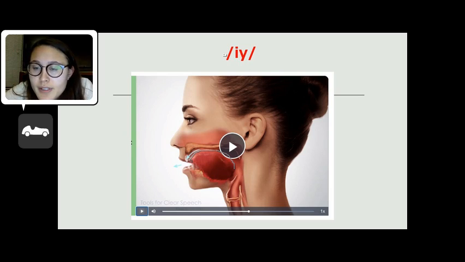So when you pronounce E, the middle of the tongue is pulled upwards towards the roof of your mouth. The tongue is also pulled forwards towards the front of your mouth. As you can see in this picture, the tongue is pulled upwards and forwards, and the tongue is almost touching the roof of the mouth.